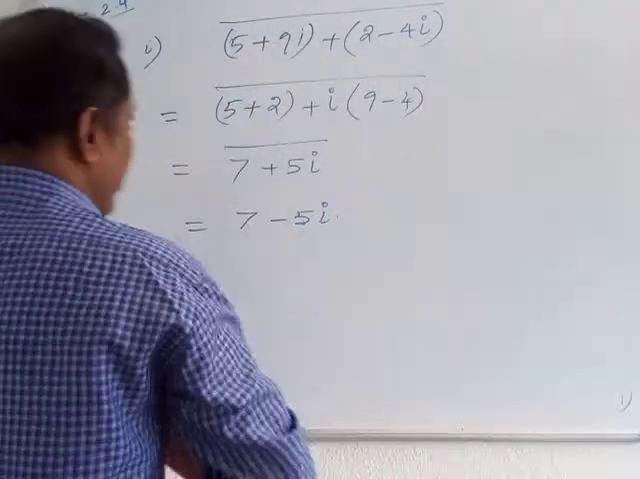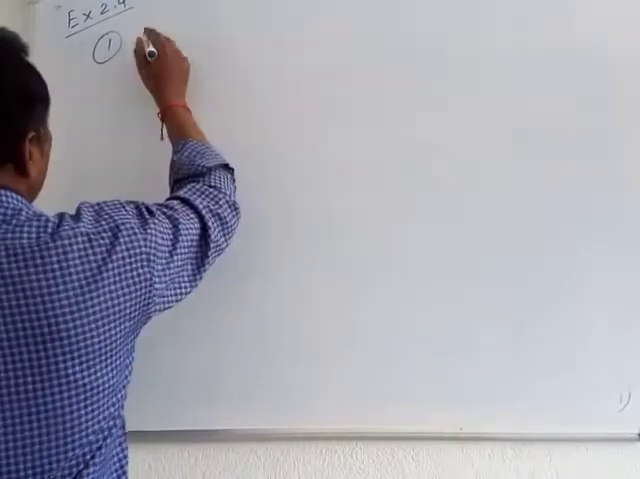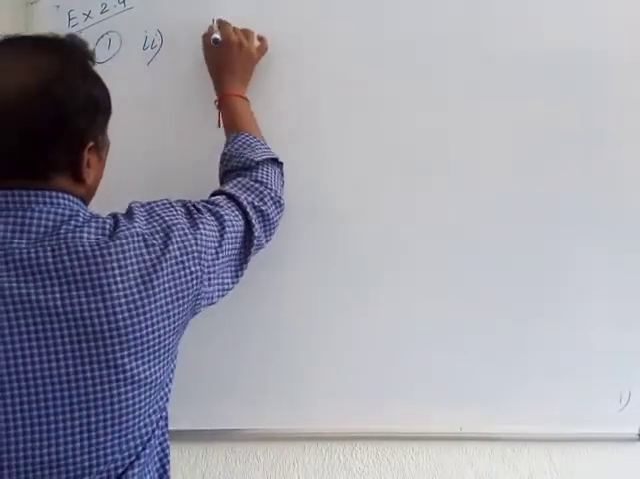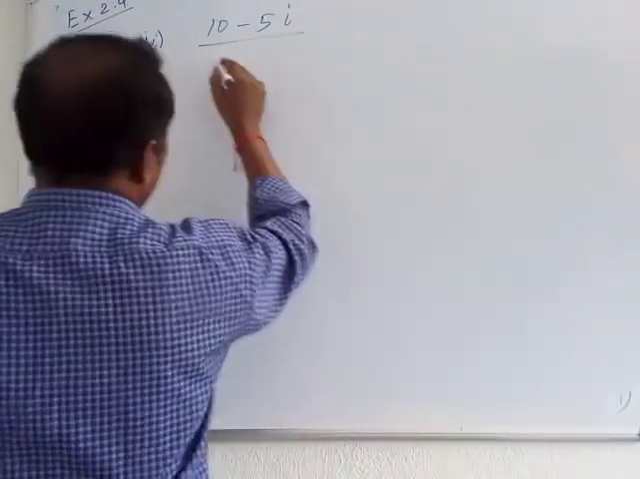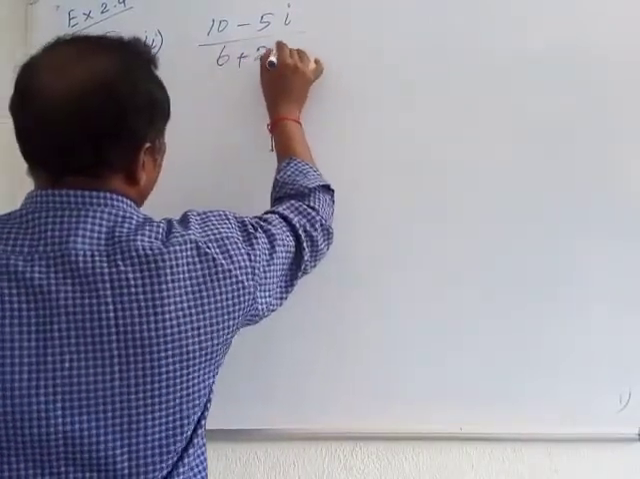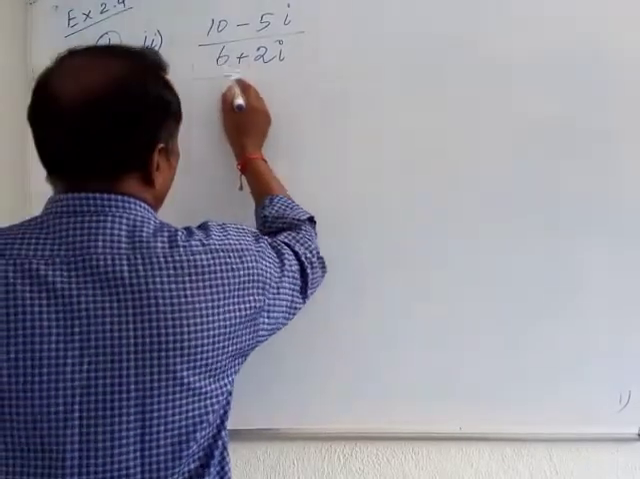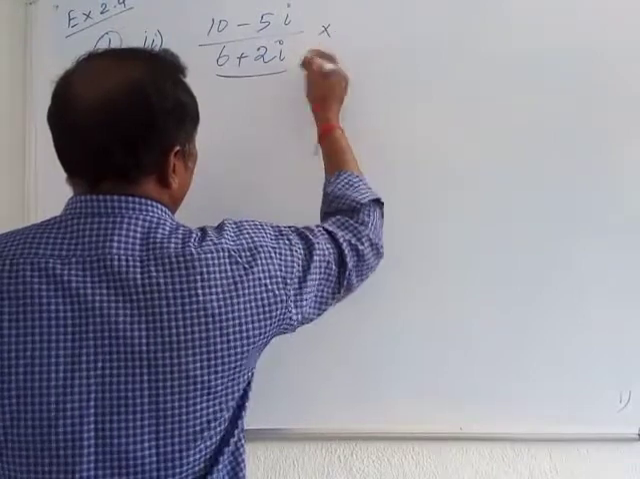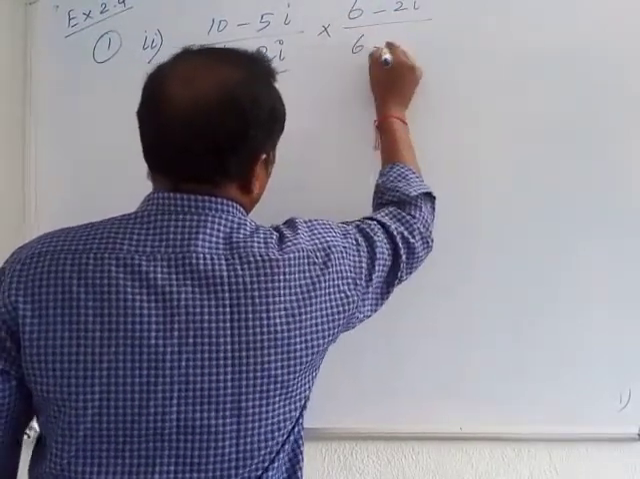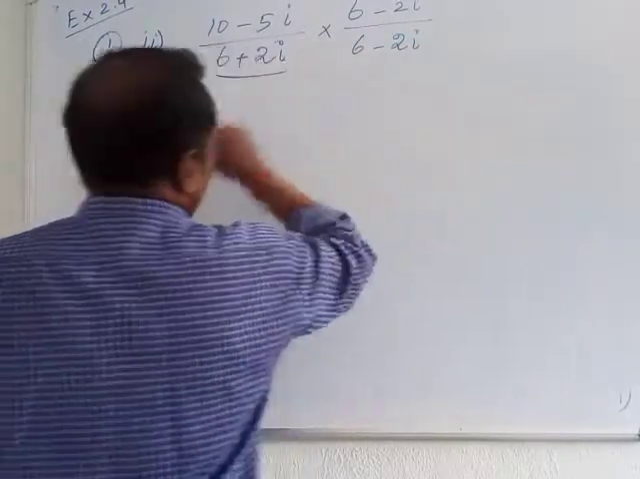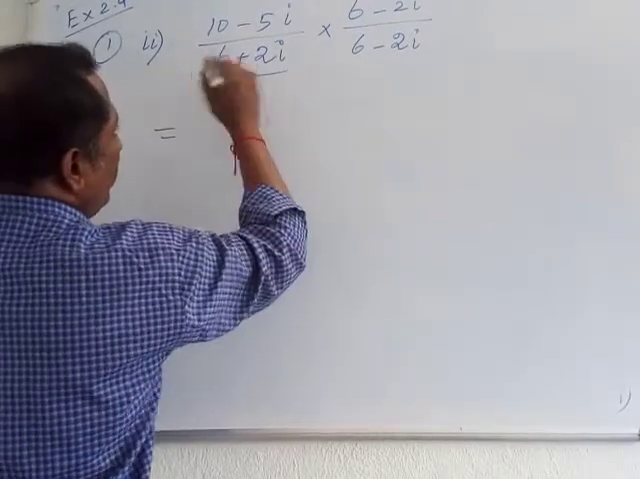And second division. See the second division. Second division is 10 minus 5i divided by 6 plus 2i. This division format is given, so you have to take the conjugate of the denominator. You have to multiply the numerator and the denominator by the conjugate value. So 6 minus 2i divided by 6 minus 2i.